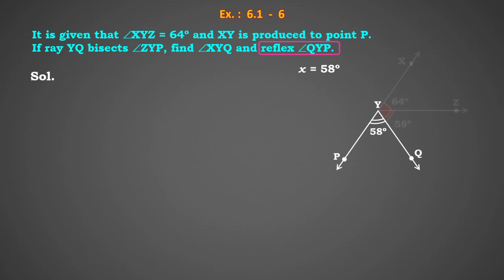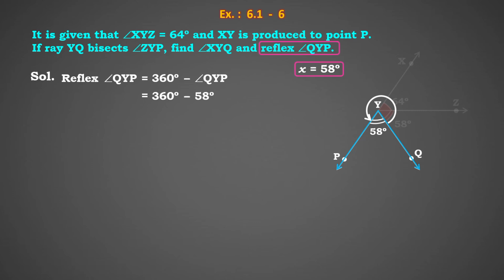Now we need to find reflex angle QYP. Reflex angle QYP equal to 360 degree minus angle QYP. That is equal to 360 degree minus, we already got the value of x as 58. So reflex angle QYP equal to 302 degree.